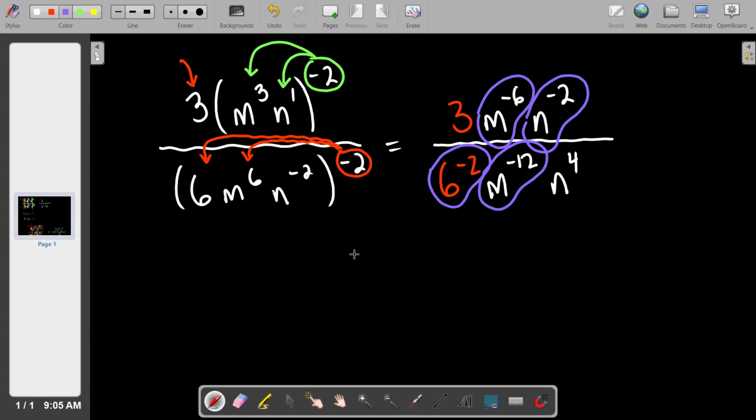So what we're going to do is rebuild our answer and copy down all of the things that didn't move. I know that there's still a 3 here, and I know that there's still an n to the 4th here. Do you see that? Okay.